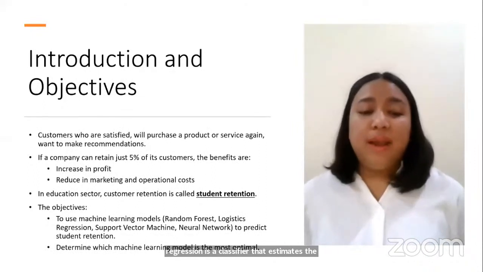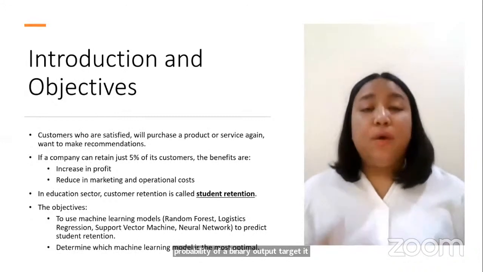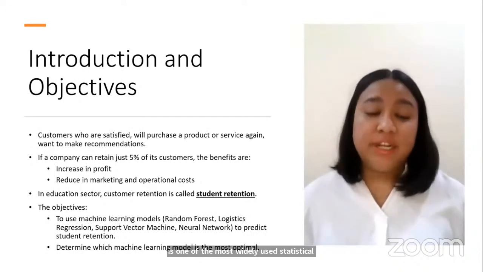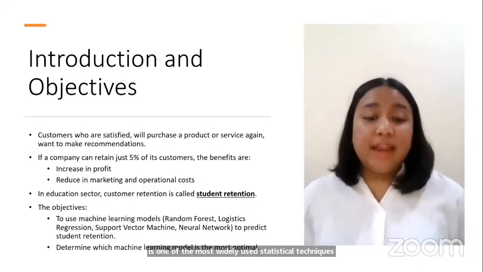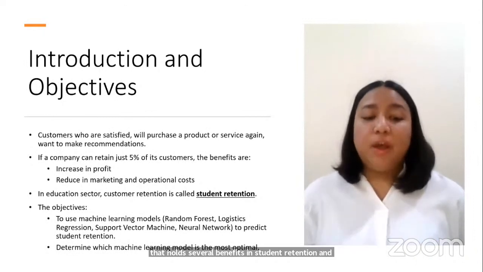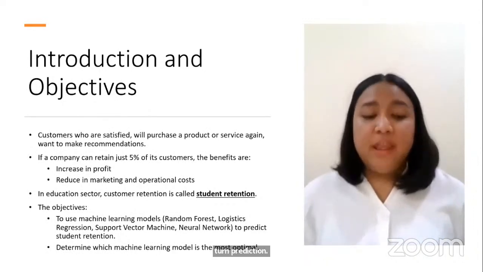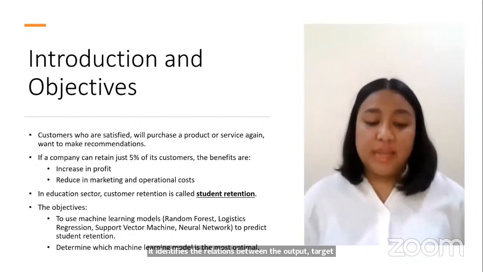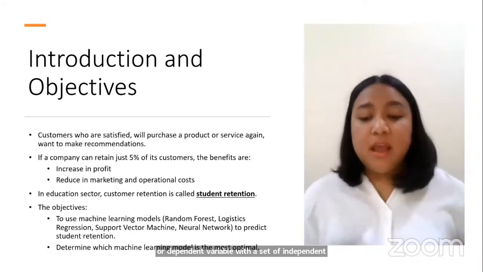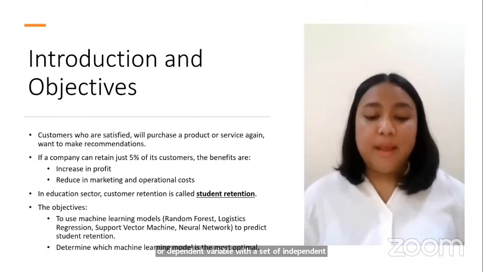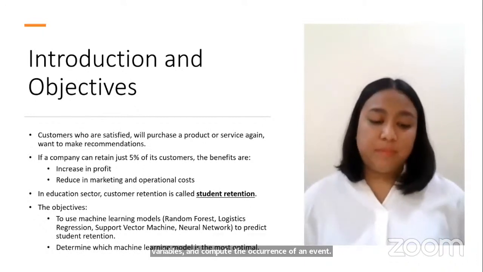Logistic regression is a classifier that estimates the probability of a binary output target. It is one of the most widely used statistical techniques that holds several benefits in student retention and churn prediction. It identifies the relations between the output target or dependent variable with a set of independent variables and computes the occurrence of an event happening based on predictors and weights.